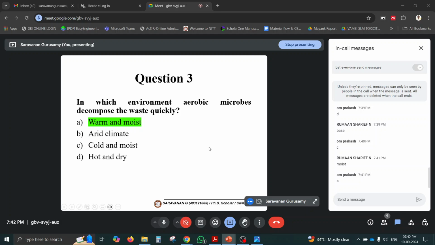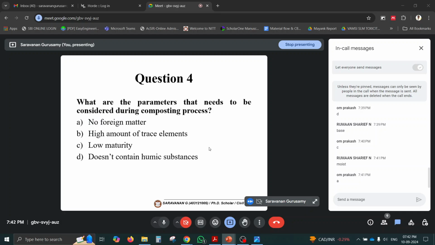So moving on, fourth question. What are the parameters that need to be considered during the composting process? Final compost should be without foreign matters, high amount of trace elements, low maturity, does not contain humic substances.